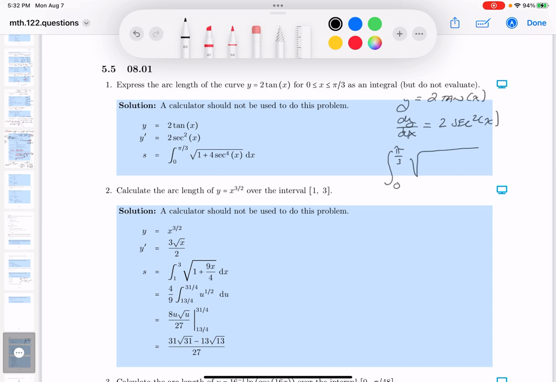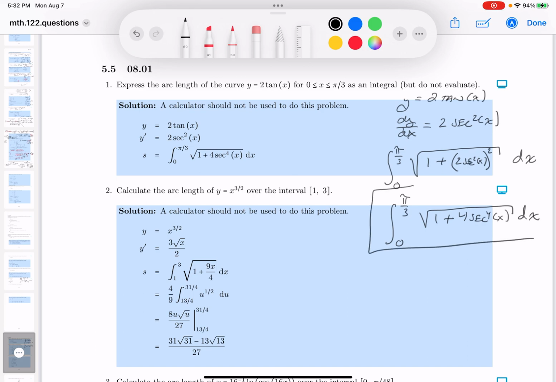It's going to be the Pythagorean theorem. 1 plus the dy dx squared. So that's going to be what? The dy dx is 2 secant squared. And then you have the dx over here. Let's just simplify a tiny little bit. And what do you get there? 1 plus, well, 2 squared is 4, and secant squared squared is secant to the 4th power. This would be the answer for the arc length.